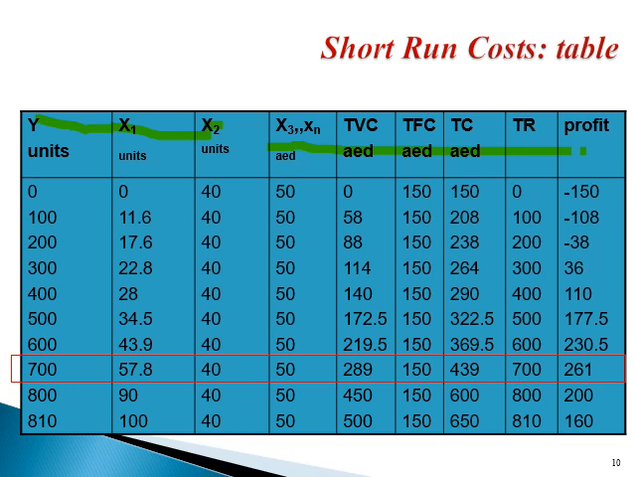Now I'm going to change the level of X1 and see what will happen to Y. I'm assuming here in my example, to be simple, to start from the origin. If I use 0 X1, I'm going to produce 0 Y. After that, if I use 11.6 units of X1, I'm going to produce 100 units of Y. If I use 17.6 units of X1, I'm going to produce 200 units of Y. If I use 43.9 units of X1, I'm going to obtain 600 units of Y, and the story continues down there.